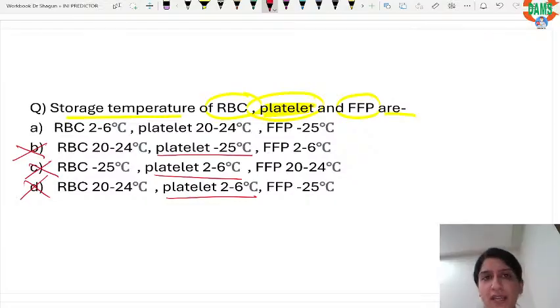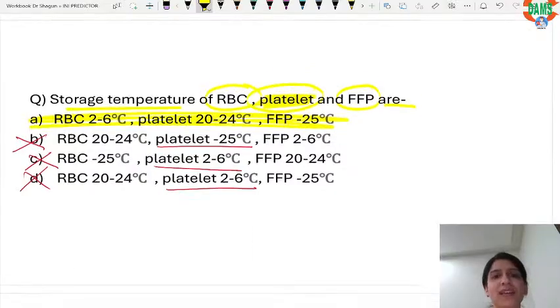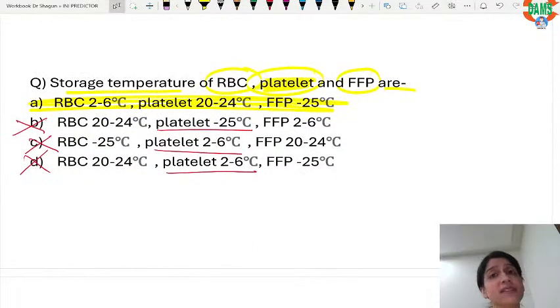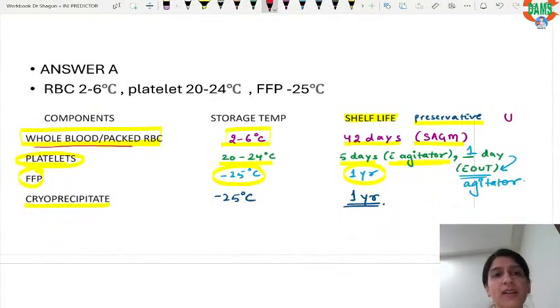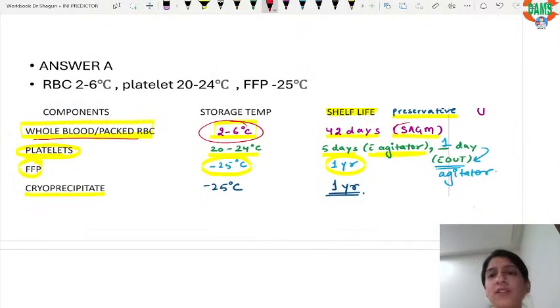They don't like cold. So the correct answer is option A, because packed RBC is 2 to 6, platelet 20 to 24 and FFP is minus 25. Platelets never like cold temperature. If I say whole blood or packed RBC, in both cases my storage temperature is going to be 2 to 6 degrees, and if I use the preservative SAGM, that gives me the maximum shelf life of 42 days.